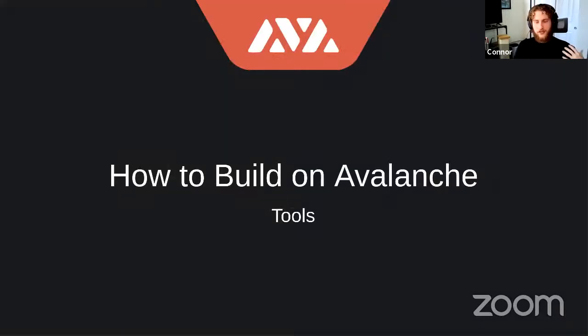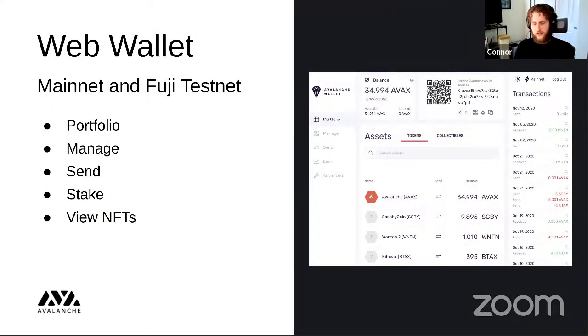All right, so now let's talk about the tools that you can use to build on Avalanche. There's kind of two sections here. There's Avalanche native tools that we have built, and there's also a bunch of Ethereum tools which we've worked to help bring over to the Avalanche ecosystem and developed config files for you so that you can integrate as easily as possible. So the first one is our web wallet.